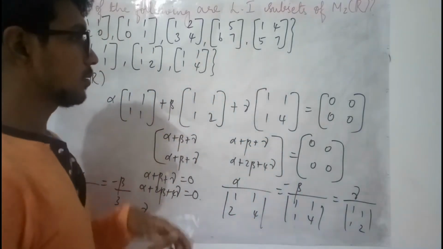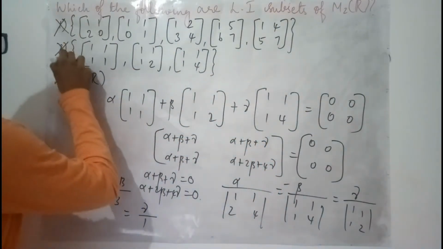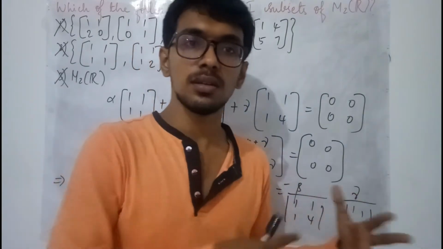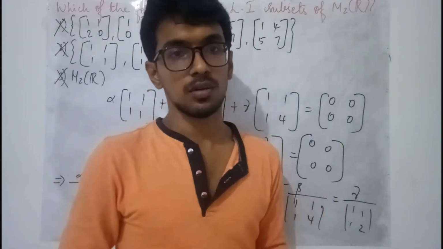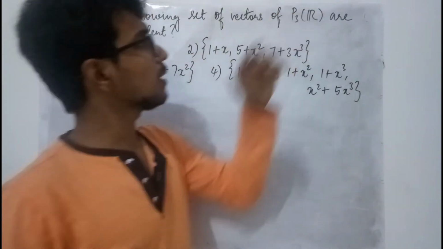Which means this set is also not linearly independent, right? This is why I said that let us check these things and come to a conclusion, right? Now we are considering P3 of R.